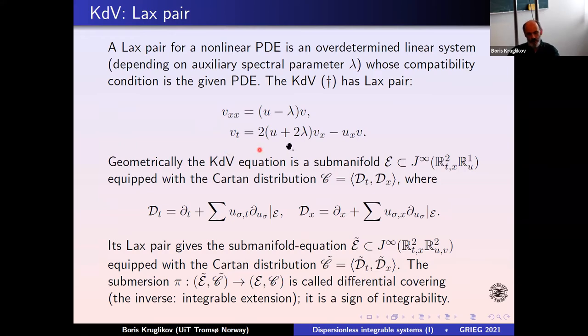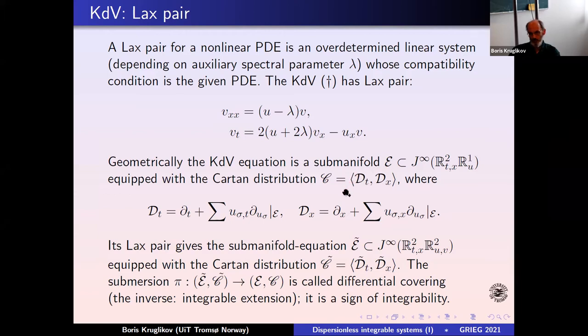Okay, so geometrically you think about KdV as a submanifold. We will consider a jet space of mappings from R2 to R1. T, x are independent variables, u is the dependent variable, and you take all possible derivatives of u with respect to t and x up to infinity, but you treat them as independent coordinates, so you get just a space. And then the KdV relation plus all its derivatives give you a co-dimension infinity submanifold in here. Okay, that's the KdV submanifold equation.